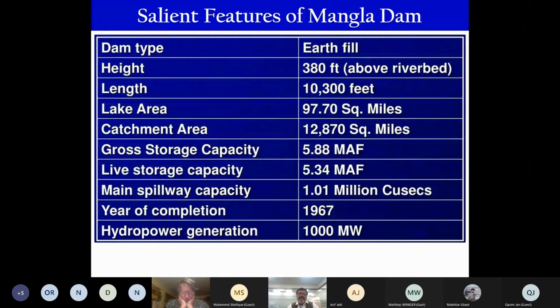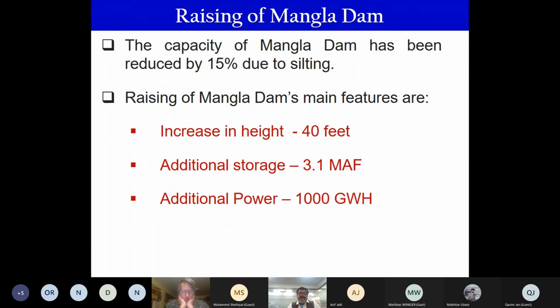Mangla Dam's capacity has been reduced by 15% due to silting, and so the raising of Mangla Dam was done. That is an increase in height of 40 feet and additional storage increase of 3.1 million acre feet, as well as additional power from raising the Mangla Dam. We got 1,000 gigawatt hours.